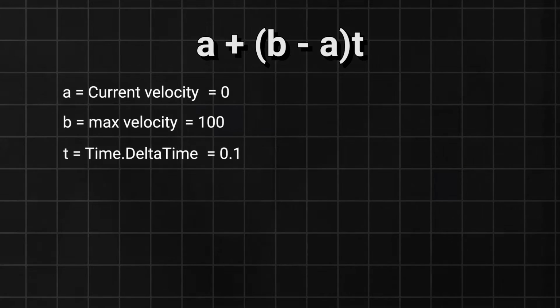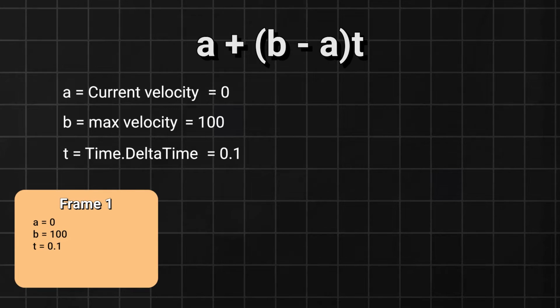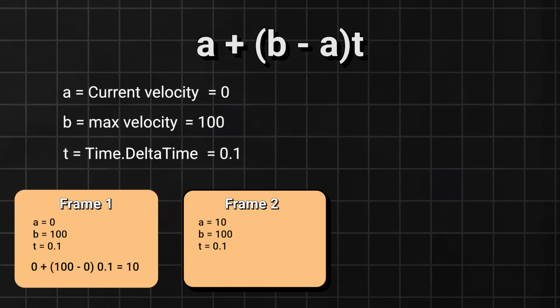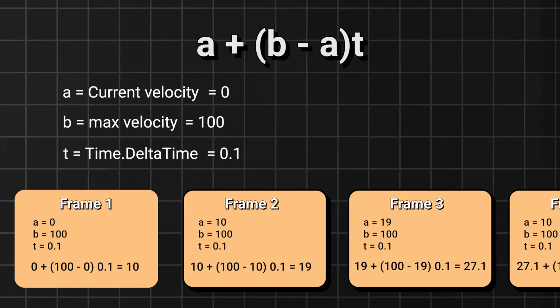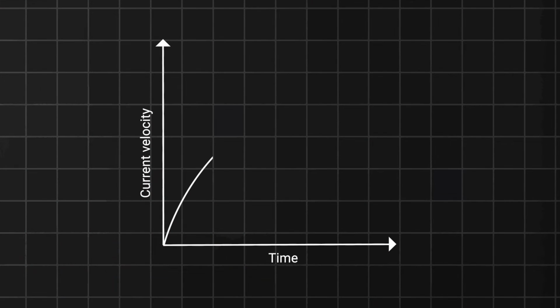Assume we're transitioning from zero velocity to a maximum of 100, and t is set to 0.1. Then, here's what happens. In the first frame, when A is 0, the formula returns 10, which makes our current velocity 10. In the next frame, A is now 10, B is still 100, and t remains 0.1. Therefore, the formula returns 19. This process continues, and you can see that the velocity changes gradually, reaching the maximum value of 100. This approach effectively controls acceleration and ensures that the bike's velocity increases smoothly up to the maximum as the player provides input.